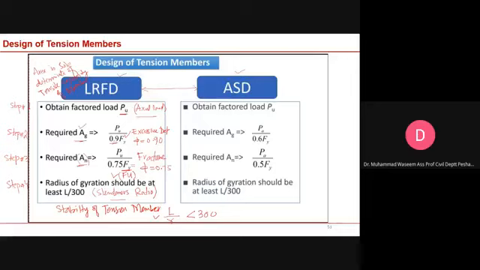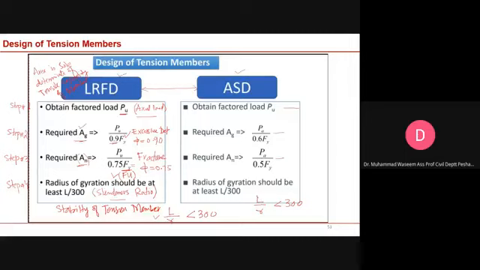Similar to the LRFD approach, in the ASD approach you have to calculate the demand, calculate the cross-sectional area based on excessive deformation, calculate the net area based on the fracture limit state, and finally check the stability of that member. In this case, the stability is checked by the same formula.